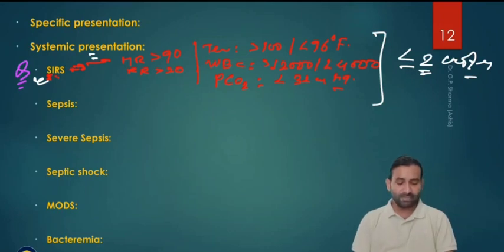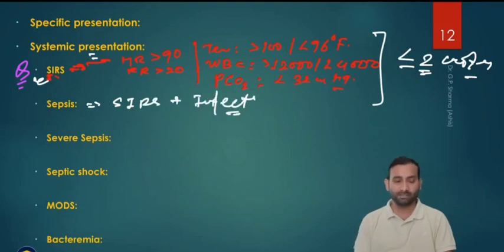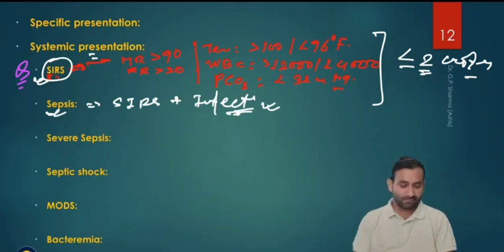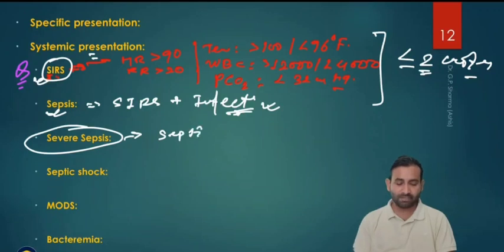Sepsis means what? SIRS plus there should be infection present, right? So SIRS is only an inflammatory response. There may not be infection present. Is that okay? So if SIRS comes to you with a proven or suspected infection, then we say this is sepsis.